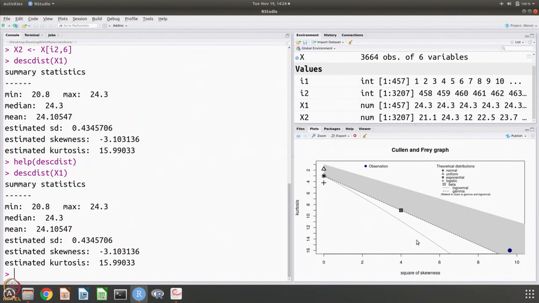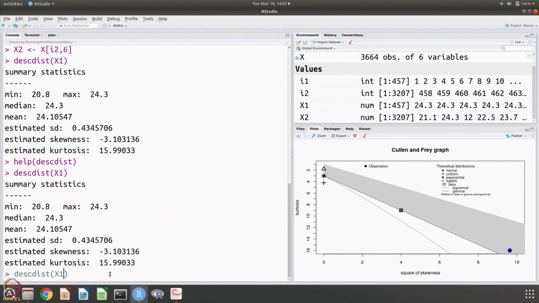So, because our data falls somewhere here in the beta regime, we know that the data is probably best described by the beta distribution. We have already seen that the minimum value is 20.8 and the maximum is 24.3 in this case. The median value is 24.3 because we saw lots of data points at 24.3, and the mean was 24.1 and the standard deviation was 0.4. So, it was 24.1 plus or minus 0.4. So, it gives you the same data, and in addition it has now estimated the skewness and the kurtosis.